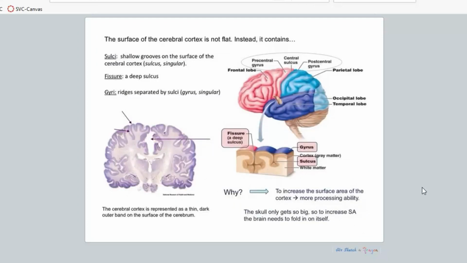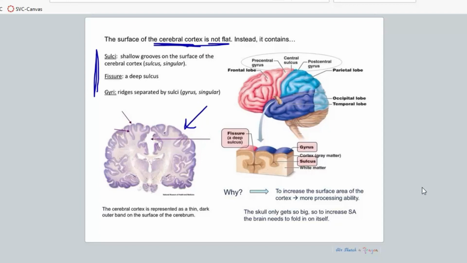All right, so one thing you may have noticed is that the surface of the cerebrum, the cerebral cortex itself, is not flat, but instead it has ridges to it. It has valleys to it. And so there's some terminology here that we need to look at, and this is a good one to do. This is a frontal section of the brain, and this is an anterior view.